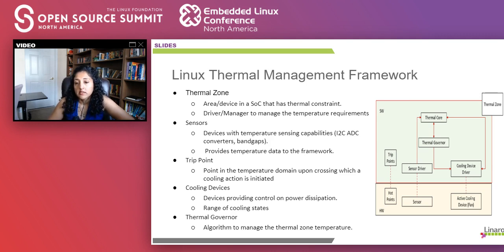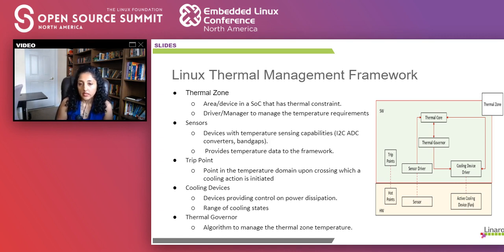Moving on, there is this concept of trip points in Linux kernel. The trip point is nothing but a point in the temperature domain, or a threshold point upon crossing which the software is supposed to initiate a mitigating action. So the point itself doesn't state any mitigation action, it doesn't specify anything. It is just a point in the temperature domain. It's just a threshold point.